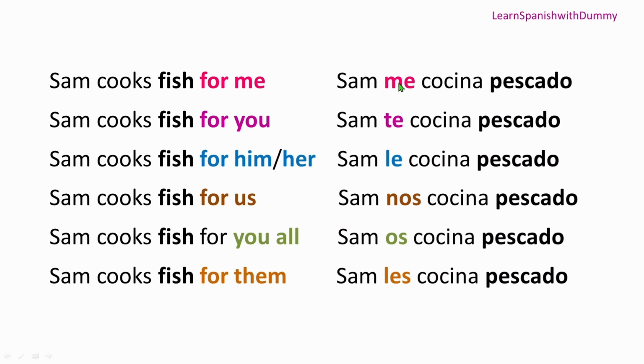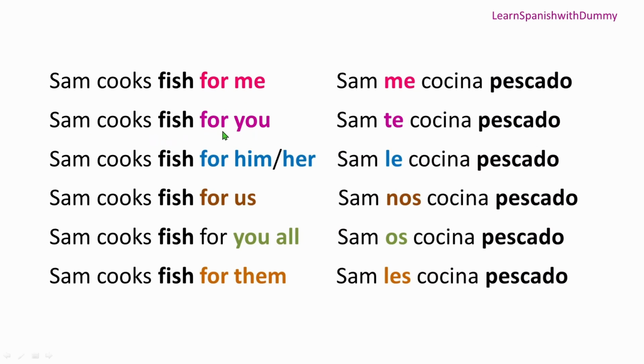So yeah, here me. Now if you see here, the order is very different. The indirect object pronoun we always put before the first verb. Okay, so cocina which means cooks. Okay, this is the verb, so we put it just in front of the first verb. Sam me cocina pescado, pescado is fish. Now if I literally say this, it sounds like this: Sam for me cooks fish. Okay, this is the way we do it in Spanish, and that's the way you need to do it.